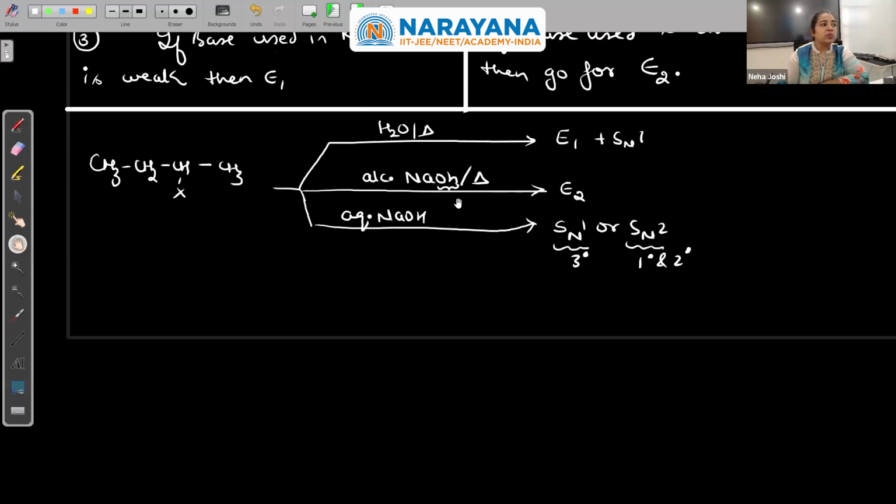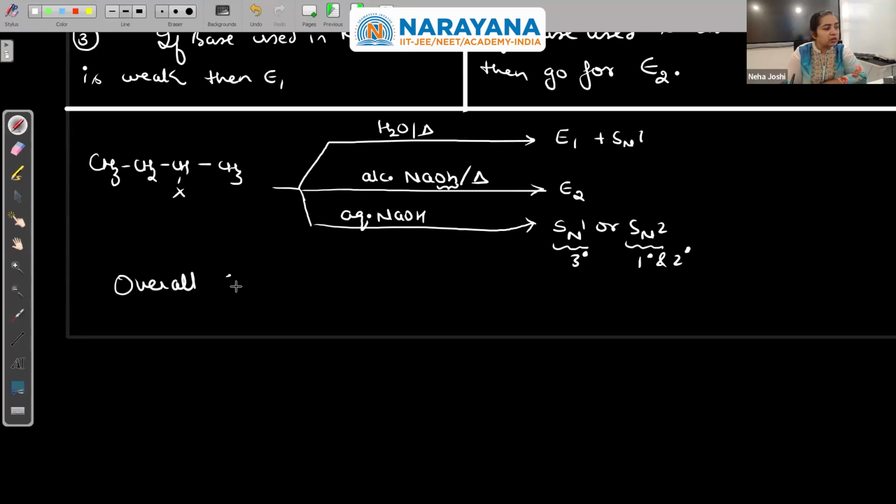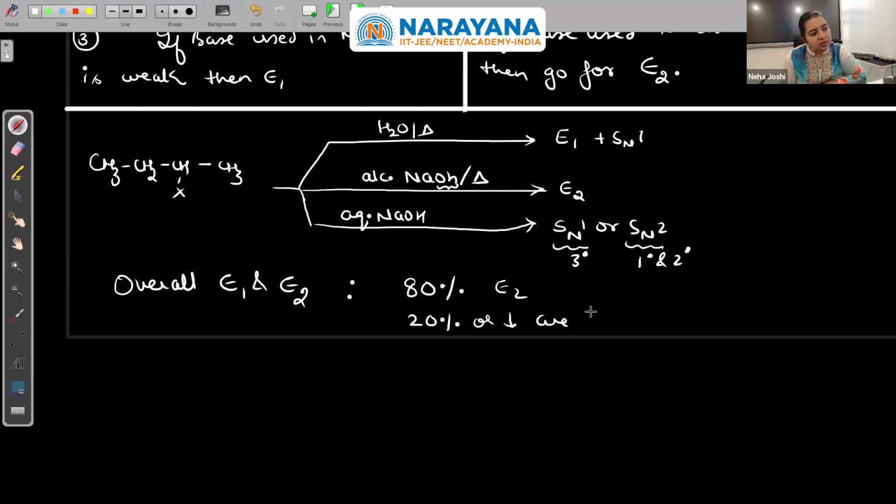Similarly, you can formulate: if the base is usually weak, then you go E1. Otherwise, you take E2. If I talk of overall E1 and E2 reactions, it is found that almost 80% of eliminations are E2. Hardly 20% or less are E1. Why? Because E1 means the base is weak, and it means that SN1 is always behind there. So SN1 will dominate over E1.